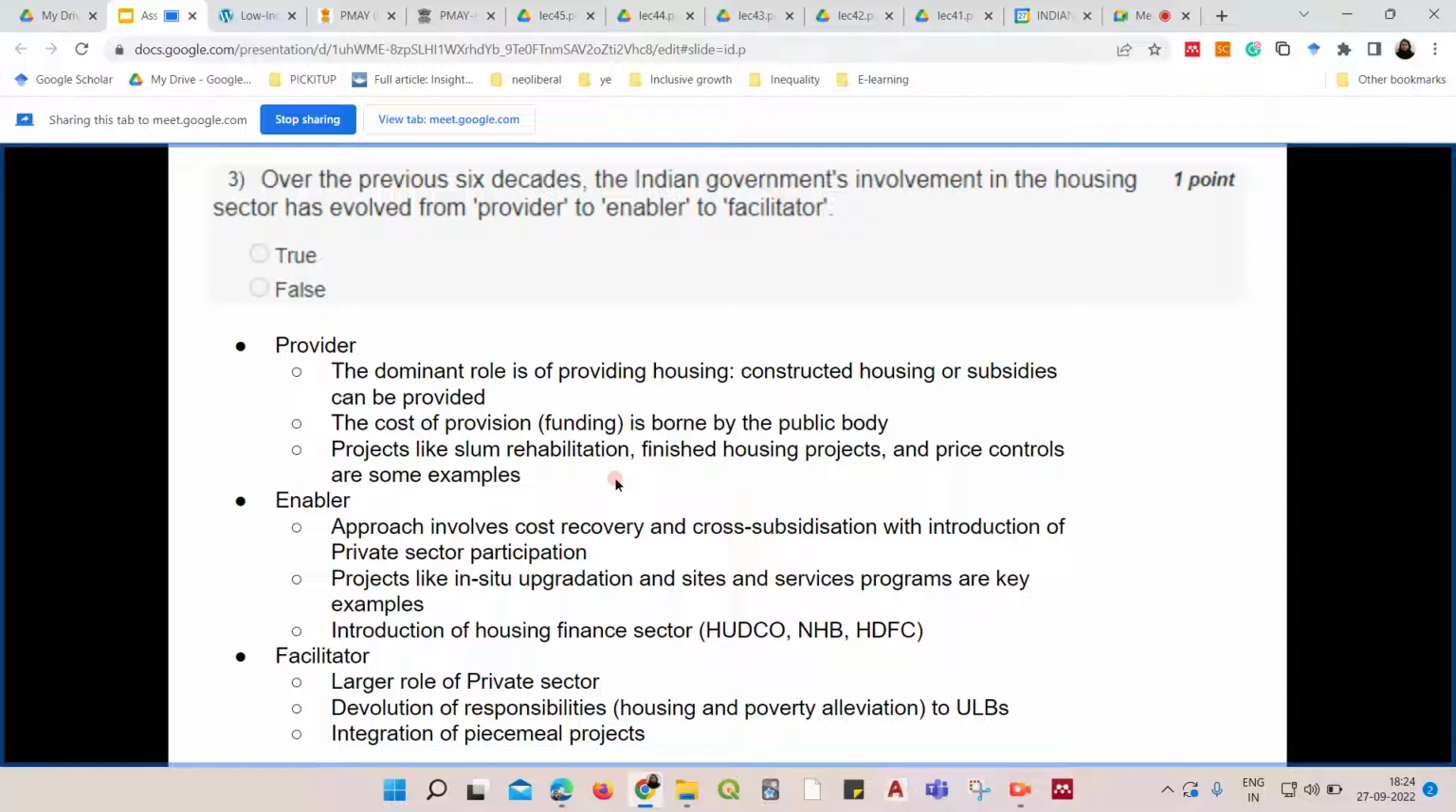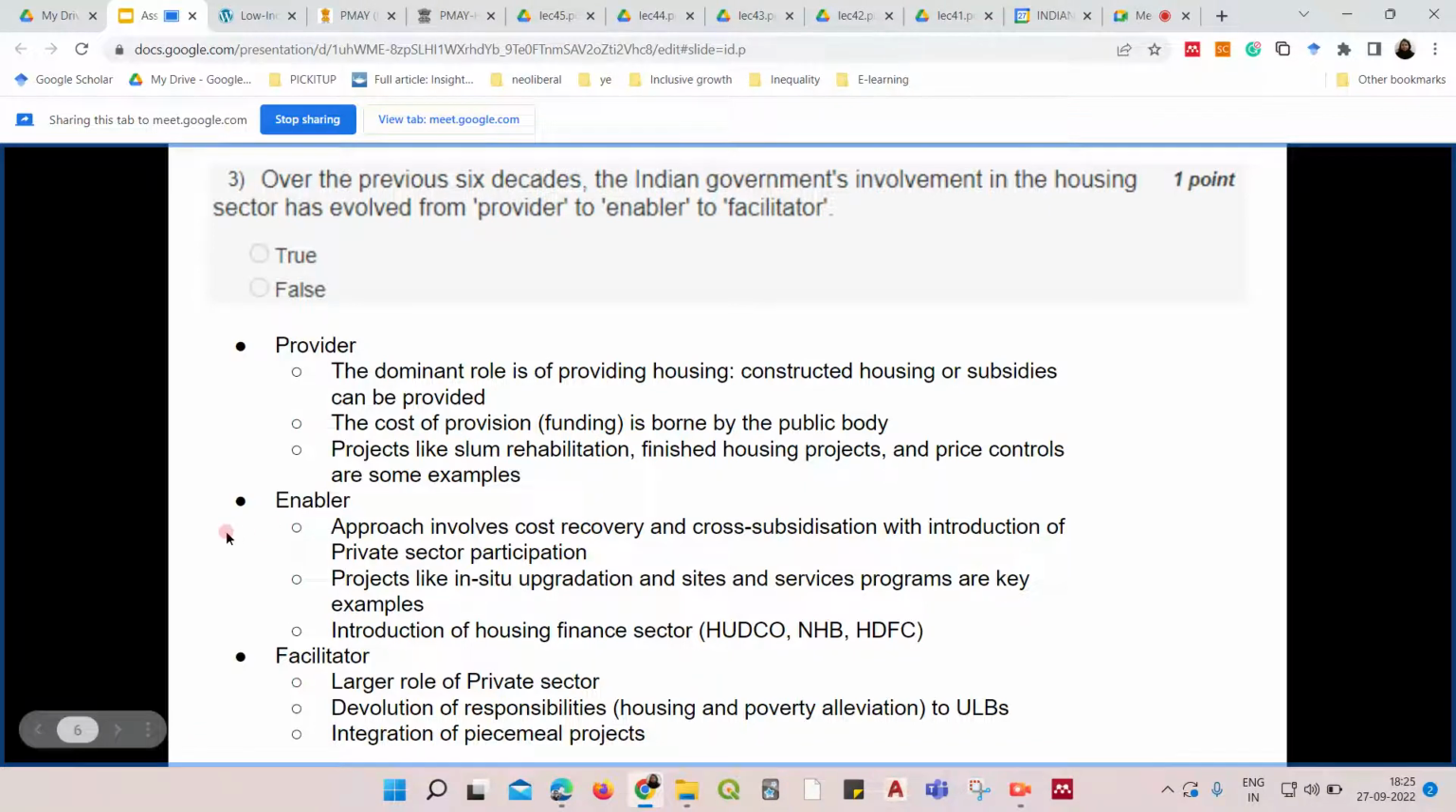And then there would be price controls, like you can see price controls on land, and then to influence the price control of construction, government also introduced several regulations controlling the cost of construction, cost of materials, etc. So these are some examples in which the public body or the government acts as a provider.